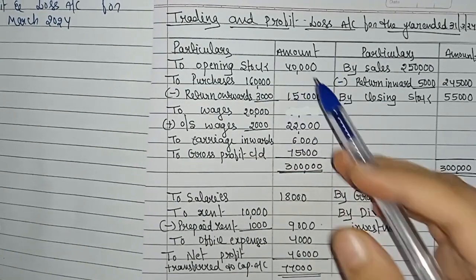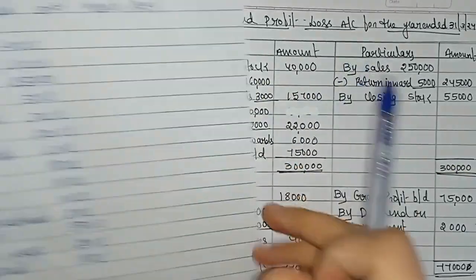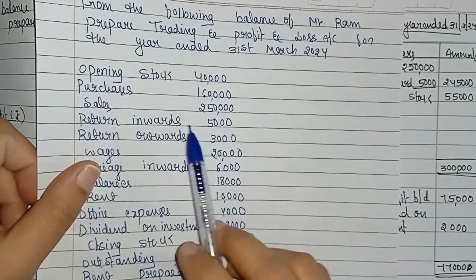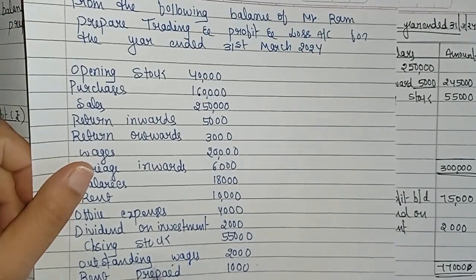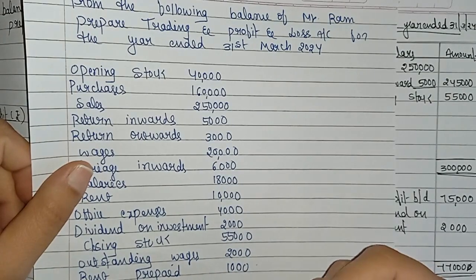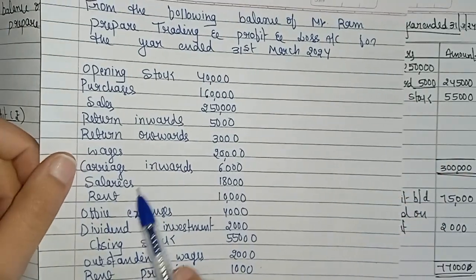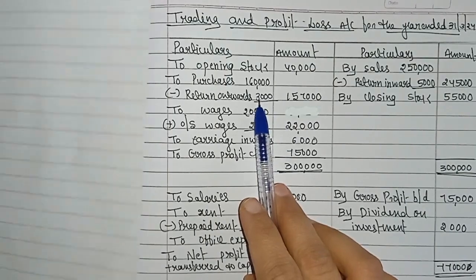After that, we need to write down the purchases. So to purchases, how much? That is rupees 1,60,000, right? But see the problem very carefully. There is return outwards. What does it mean? Return outwards means that is nothing but purchase return. Return outwards, how much is there? That is rupees 3,000. Clear?